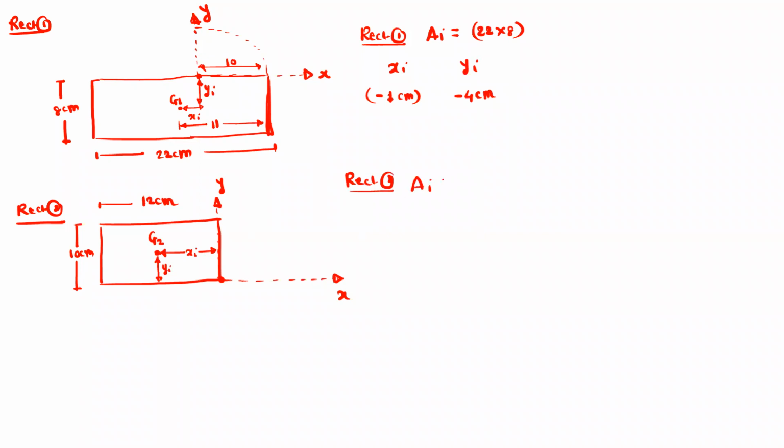So for rectangle 2, area, that is the Ai, is equal to 10 into 12 centimeter. X coordinate. So this is 12 centimeter, so this will be 12 by 2, that is 6 centimeter on the negative X side. So this is minus 6 centimeter. And Y coordinate. So this is minus 5 centimeter.